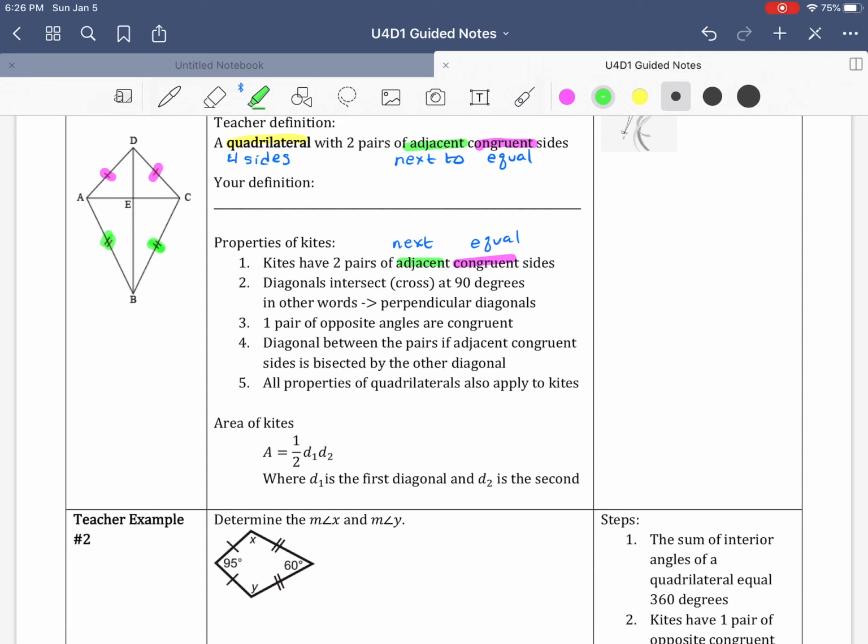Property number 2, diagonals intersect or they cross at 90-degree angles. And what that means is the diagonal is when you go from one vertex, so here from D, to its opposite vertex, B. And when you draw that line, and then you do the same thing here from A to C, they create your diagonals. And the diagonals cross or they intersect at a 90-degree angle. In other words, they are perpendicular diagonals. We know that perpendicular means 90 degrees.